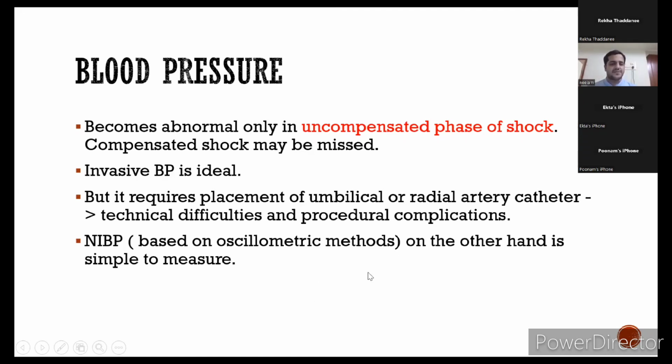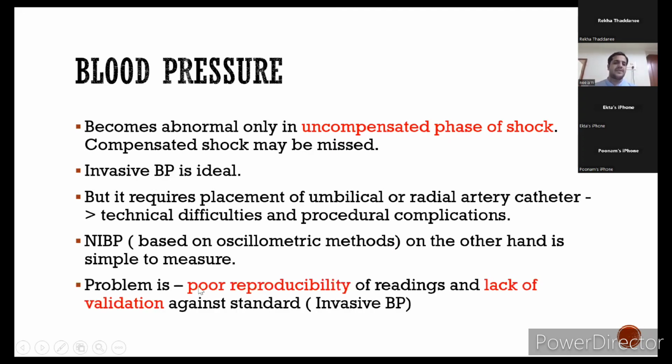NIBP is something which we can use at the bedside. It is simple to measure, but the problem with NIBP is that it has poor reproducibility. One time you measure, it will show hypotension. Maybe the next time, just after 5 minutes, the blood pressure will come normal. So the reproducibility is poor with NIBP.